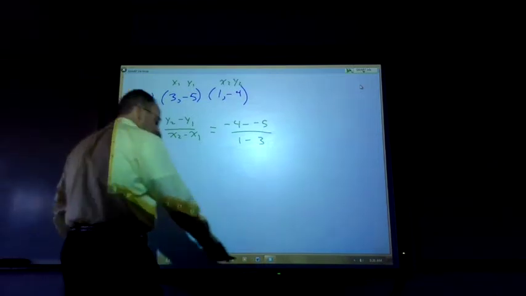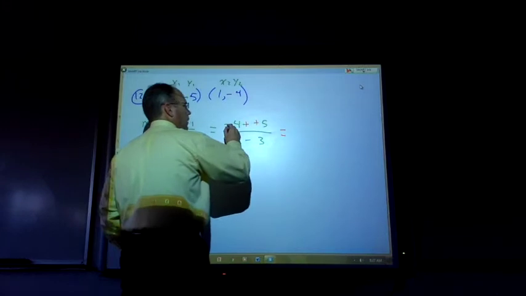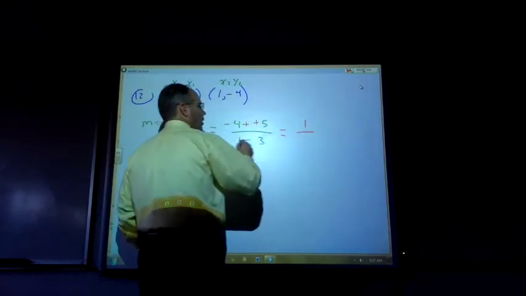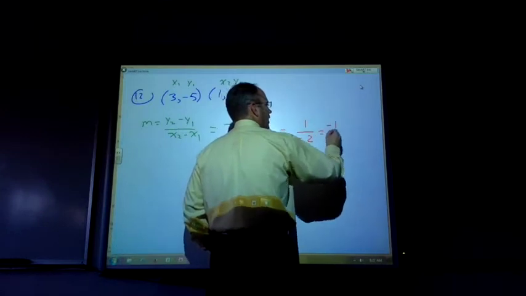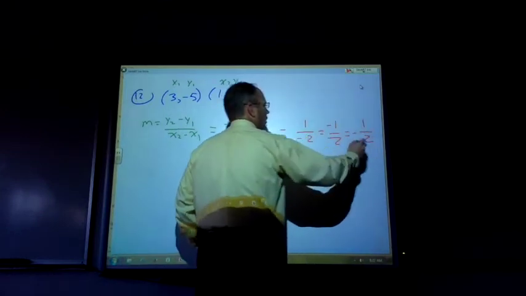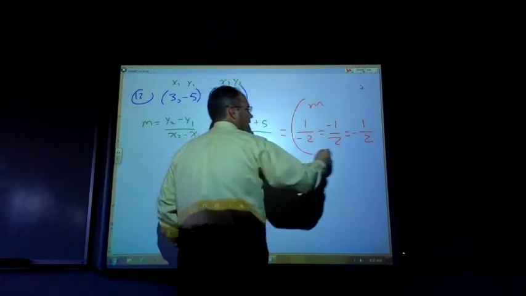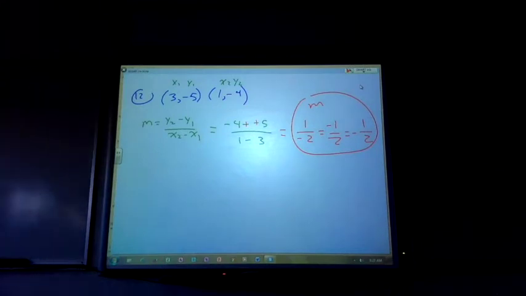Okay, negative, negative in a row, that's going to be positive, so that's going to be -4 plus 5, which is 1 over -2. Now I had this, and I had this, and I had this. They're all the same. Remember, with a fraction, the negative could go to the top, go to the bottom, or it could be right in the middle. They're all the exact same thing.